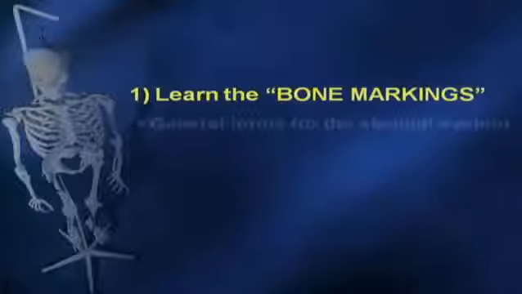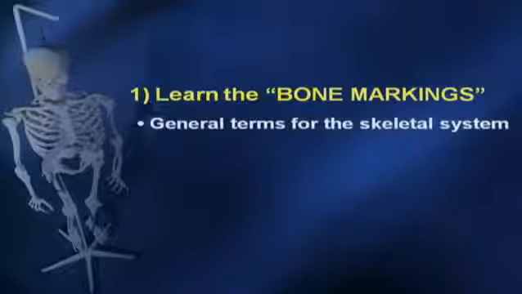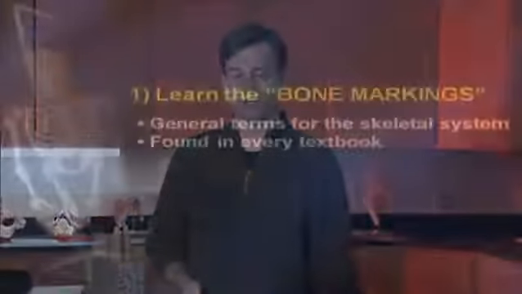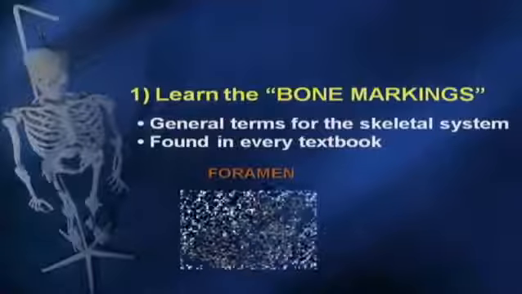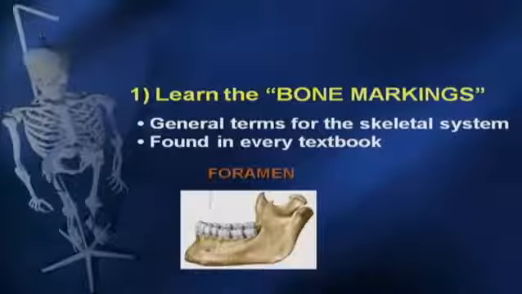First of all, learn the bone markings. What are we really referring to? If you look at any textbook, they're going to have a set of terms that apply to all parts of the skeletal system. These are found in pretty much any textbook. You'll see a table, and they'll typically be called bone markings. Let me give an example of one of the common terms. One of them is called a foramen, and a foramen simply refers to a hole through which a blood vessel or a nerve passes.